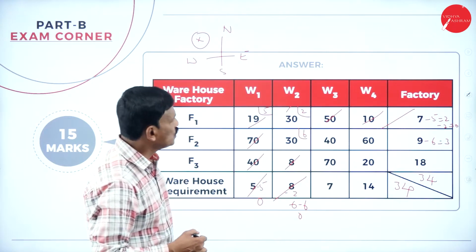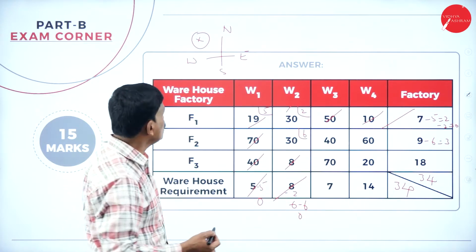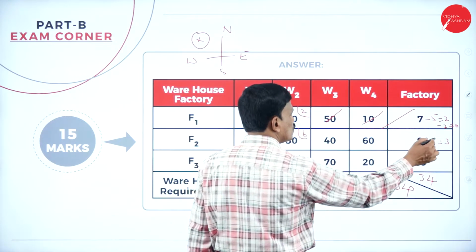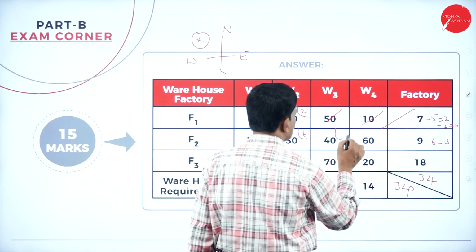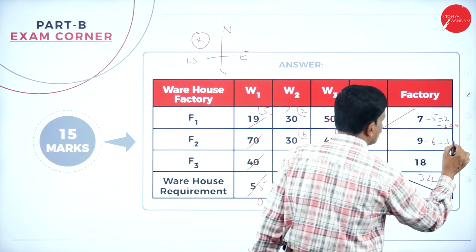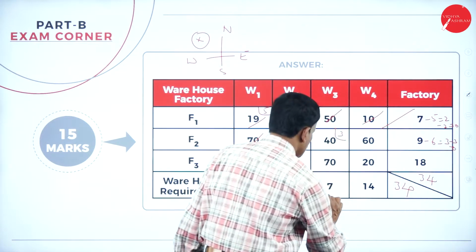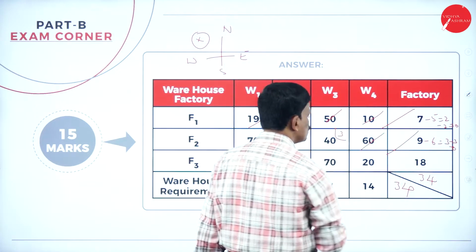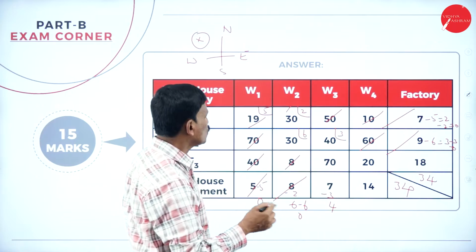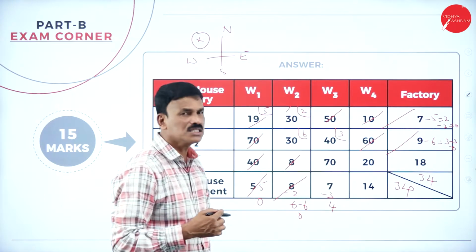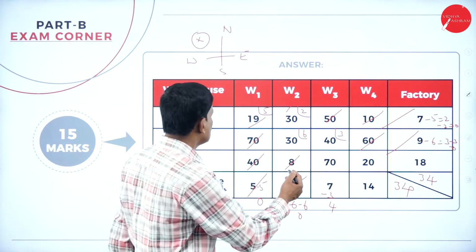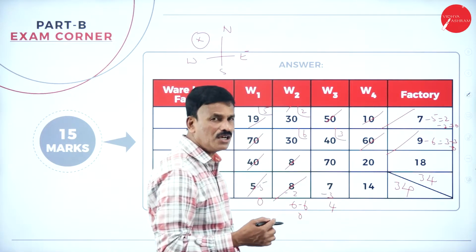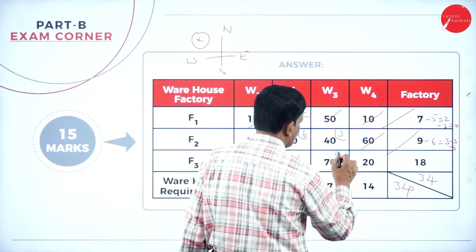Now find the next northwest element. The next northwest element is 40. For this 40, find the supply and the demand. Minimum is 3. 3 minus 3 is equal to 0 here, and 7 minus 3 is equal to 4. Once this becomes 0, you can cancel that particular row. Now again find the next northwest element, that is 70. Here in 70, find the least of supply and demand. The least value is 4. You can allocate 4 here.